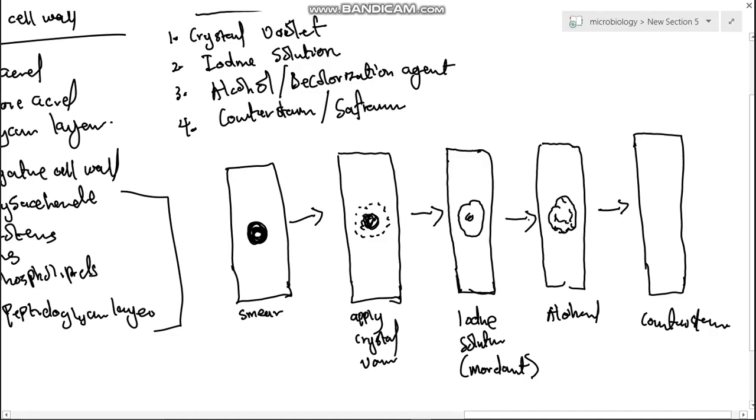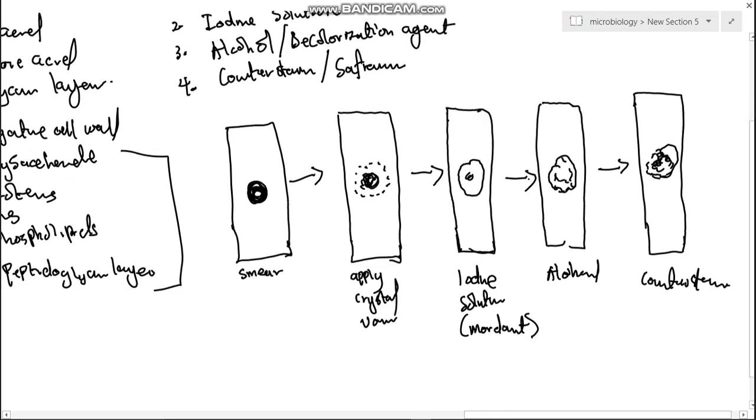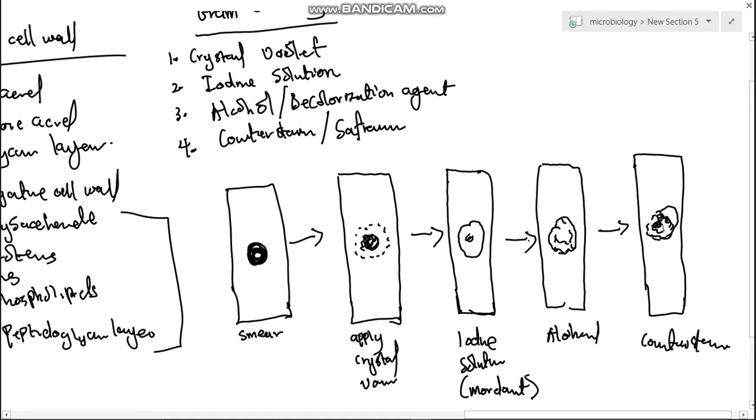And then the alcohol is a decolorization agent. What it does is that it decolorizes the crystal violet-iodine complex that has formed. It takes off that color. And now finally the counter stain. The counter stain is actually to detect what? Gram-negative bacteria. So this is the practical aspect, what is going to be done at the lab.